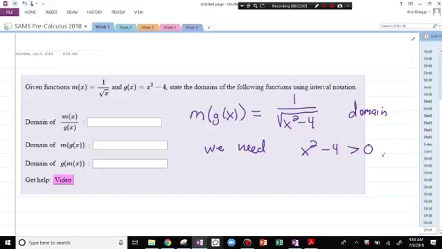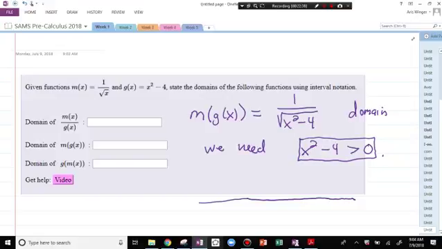I don't want it to be equal to 0 because that would make the denominator 0. But we are going to set it equal to 0 because we need to solve this inequality. So one of the things we're going to do is use some properties of parabolas and polynomials that we'll talk about more in depth later.